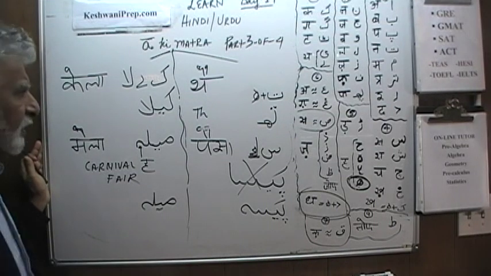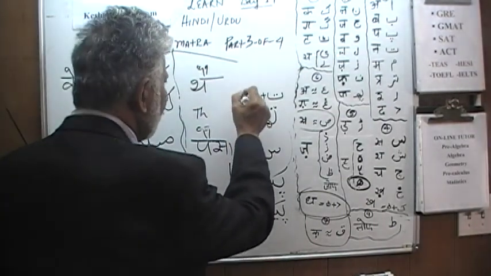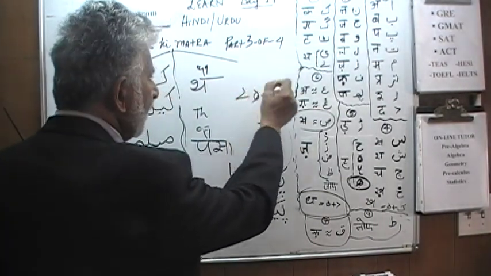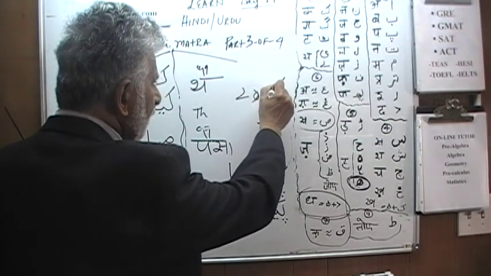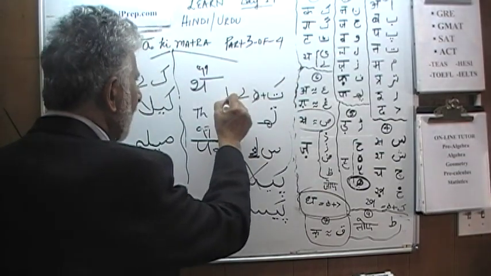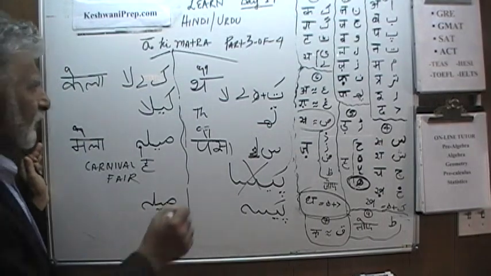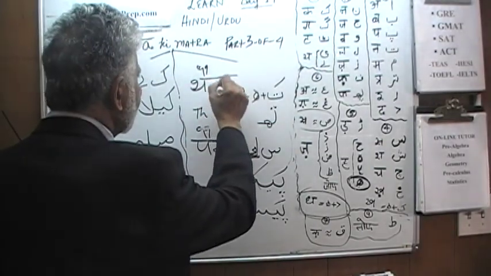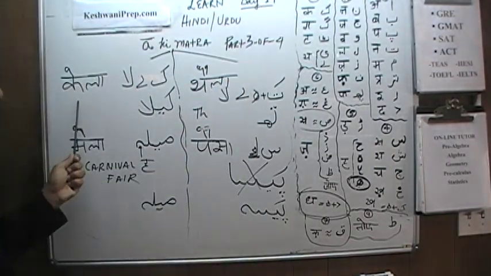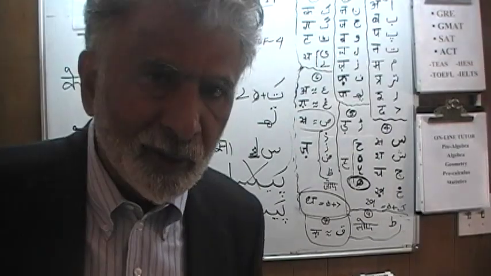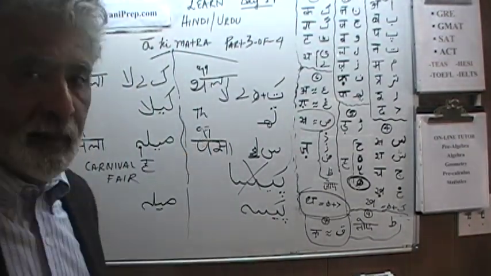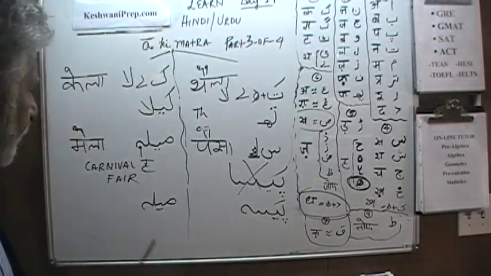So we have your T, and we need a Bari, and we add a Zabar on top of it. All of this has to join, and then we have a La. Thela. You see? Kela, Kela, the A sound is very quick. Kela and Thela. Let's put it together.